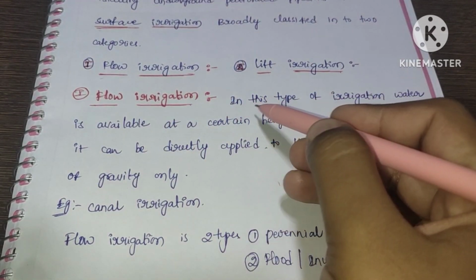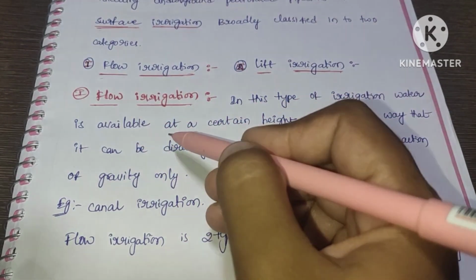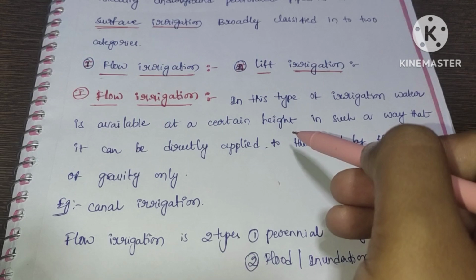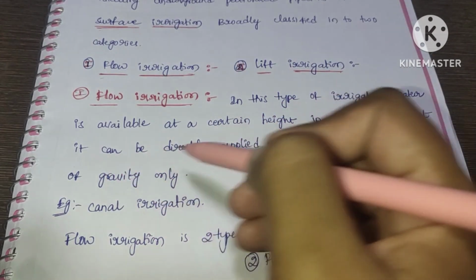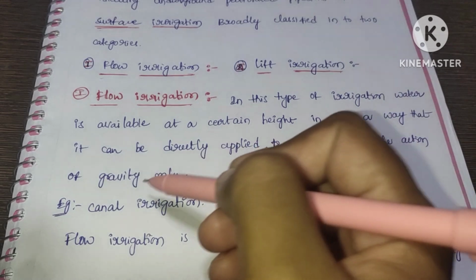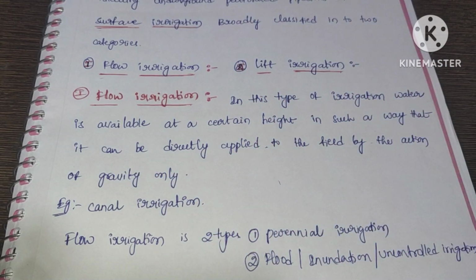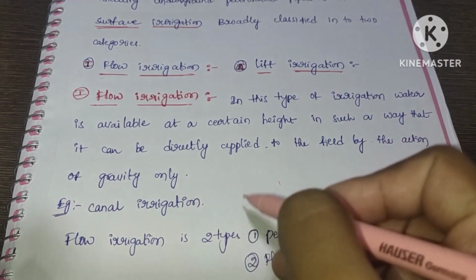Now, flow irrigation means in this type of irrigation, water is available at a certain height, in such a way that it can be directly applied to the field by the action of gravity. We have to apply the water directly onto the field with the action of gravity only. For example, canal irrigation.